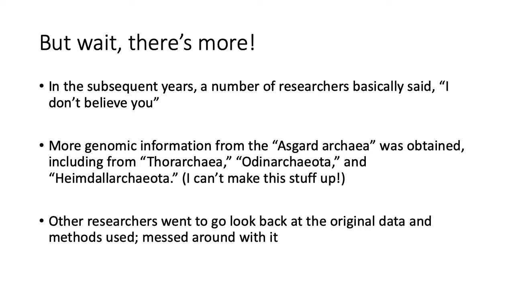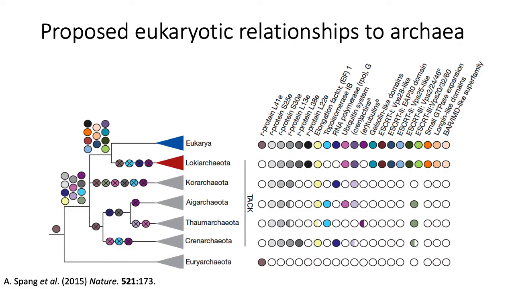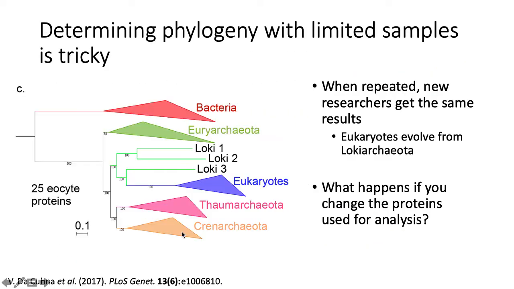But at the same time, other researchers went back and they wanted to look at the original data and methods, right? The data set that was used to make these discoveries in this Nature paper. Okay, so this was published back in 2015, which in terms of science is not really all that long ago. All right, so now there's a different scientific group that's going to obtain the original data sets and start monkeying with them to try and figure out some stuff.